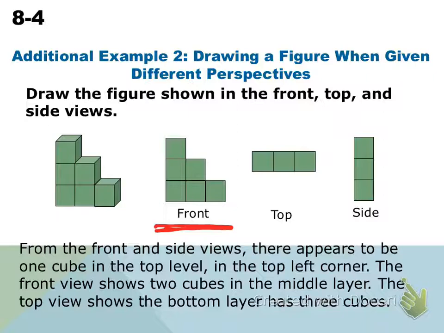But if you were looking on top of it, you would just see 3 cubes. This one, and this one, if you were looking up from the top. If you were looking from the side, you would see right here, right here, right here. So again, you would just see 3 squares going up. That's if you were looking from the side view.